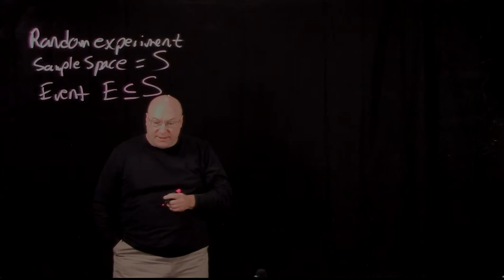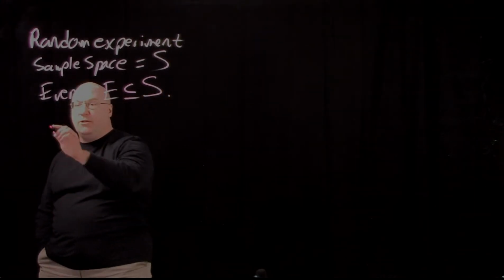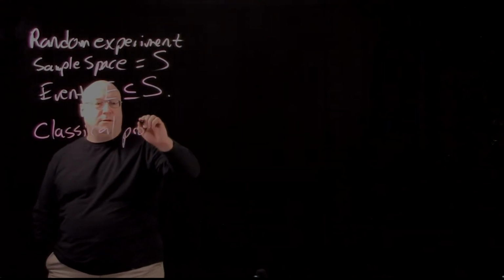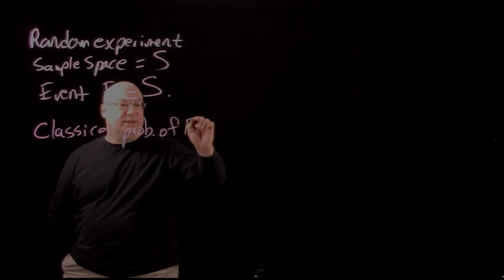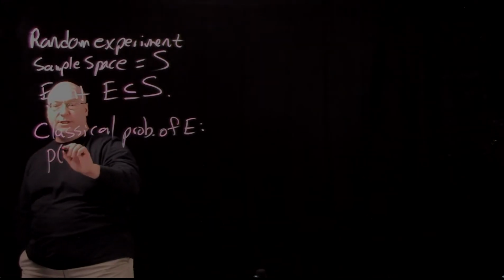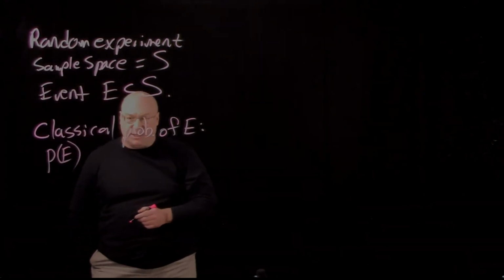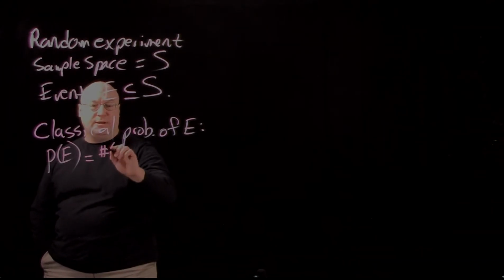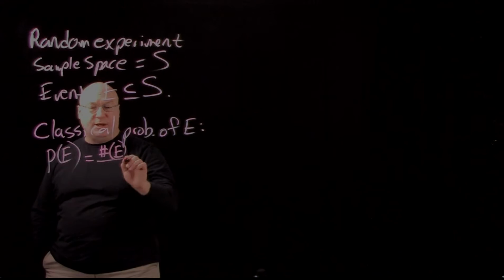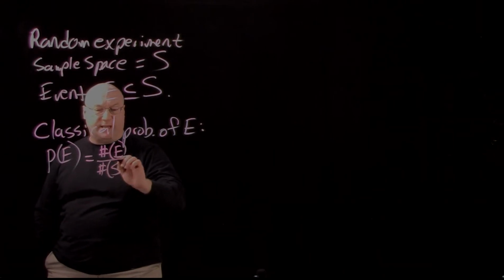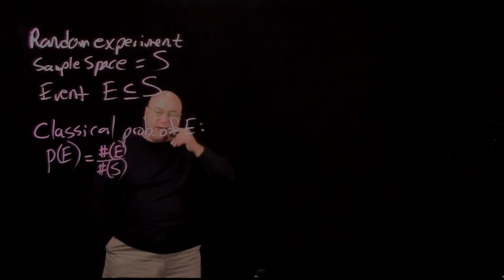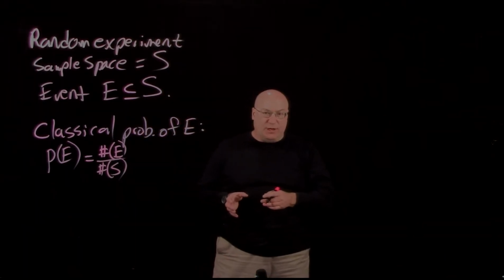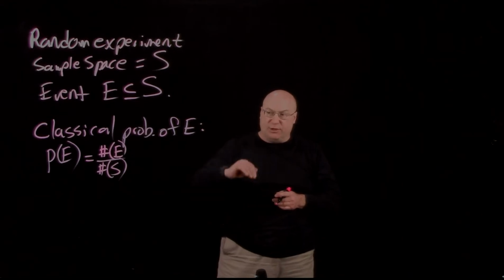I want you to recall the classical probability. This is what we think of as essentially the true probability of the event E. That's equal to the number of things in the subset over the number of things in the sample space. That's the case where we have a sample space that has just a finite number of outcomes in it. It's the number in E over the number in S.